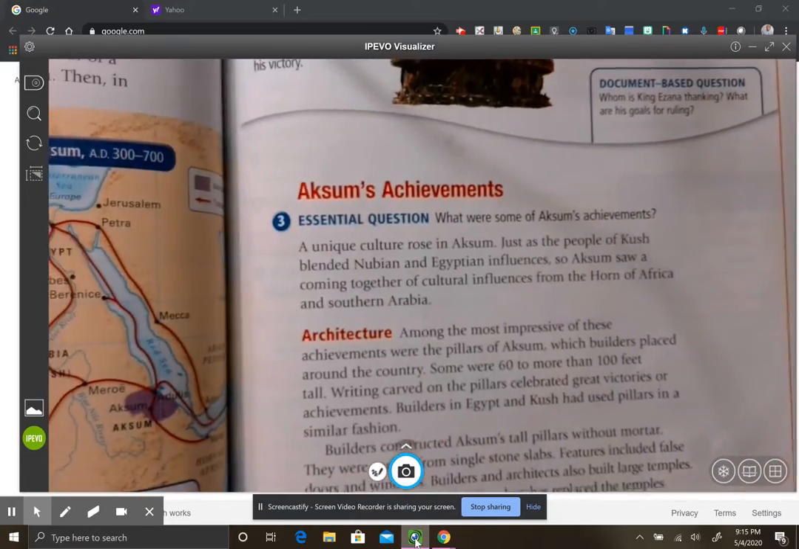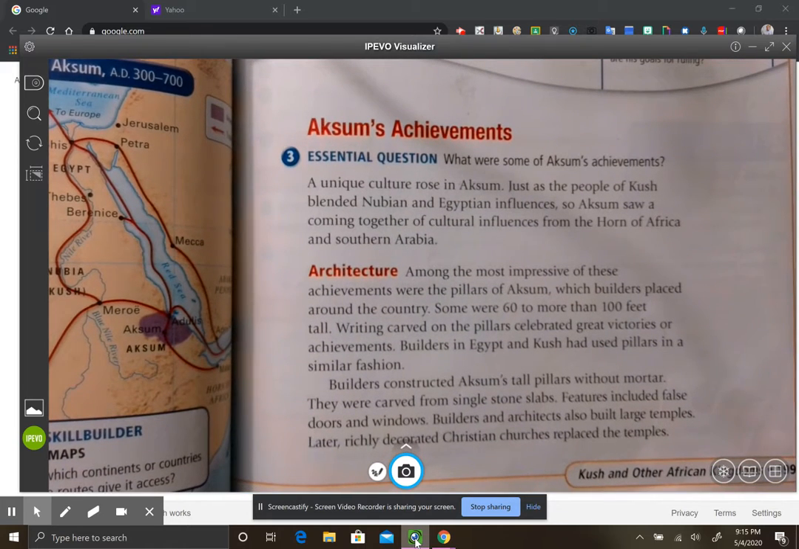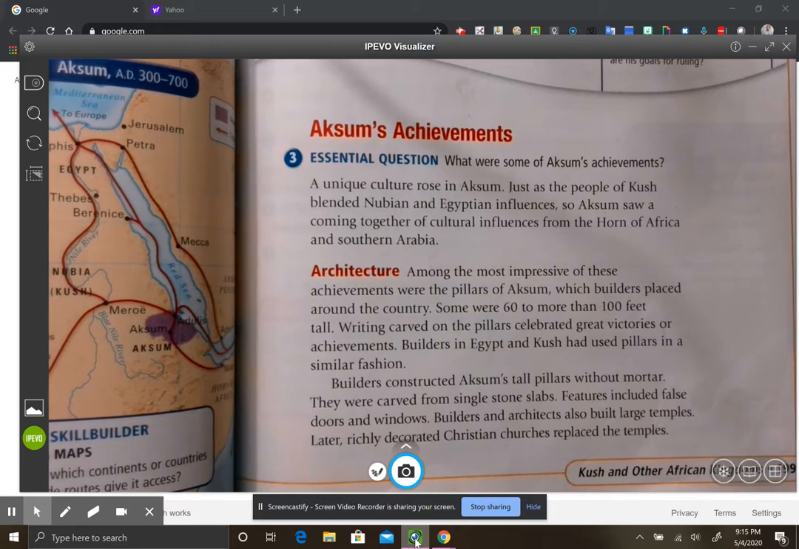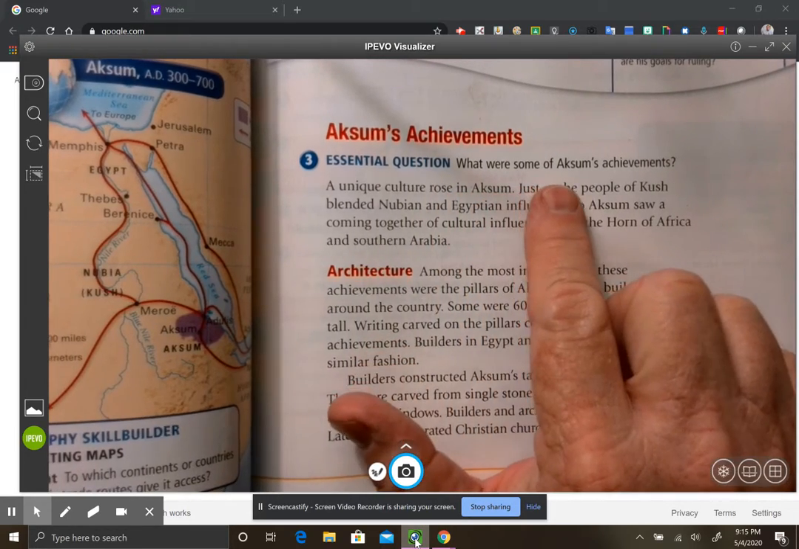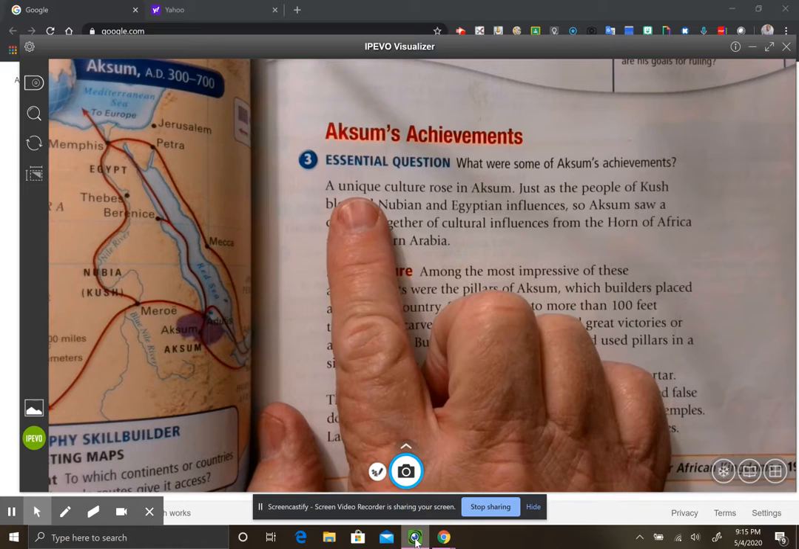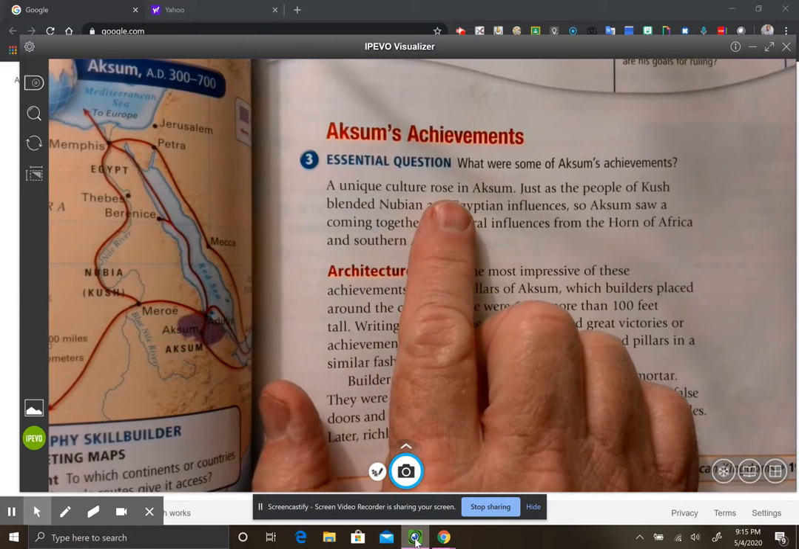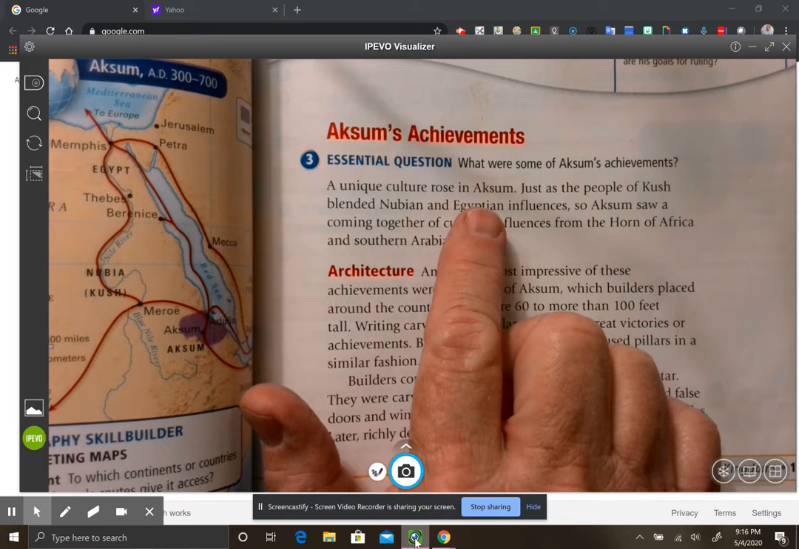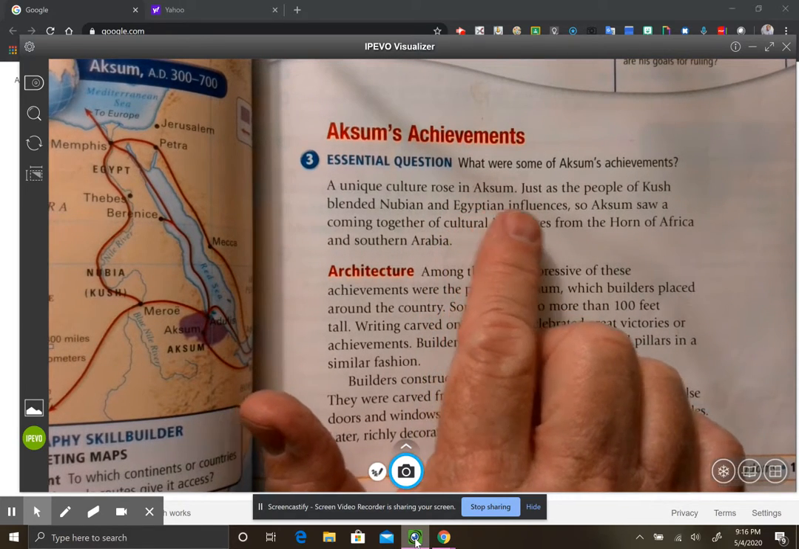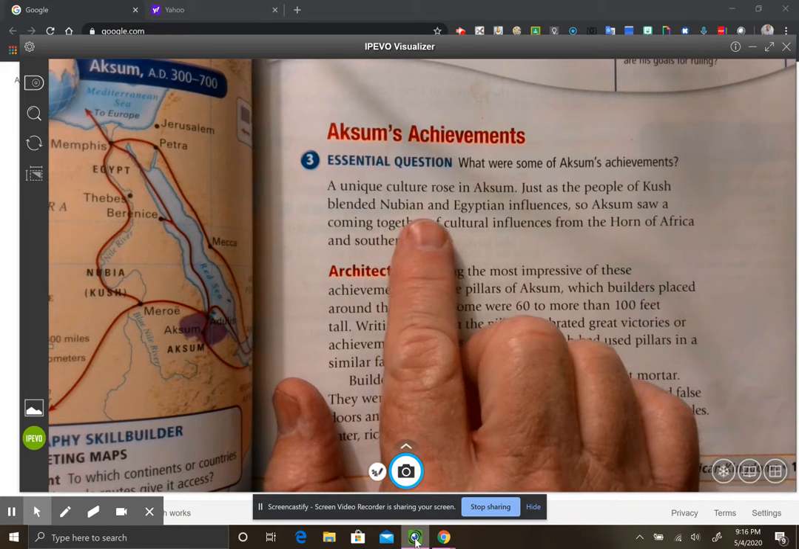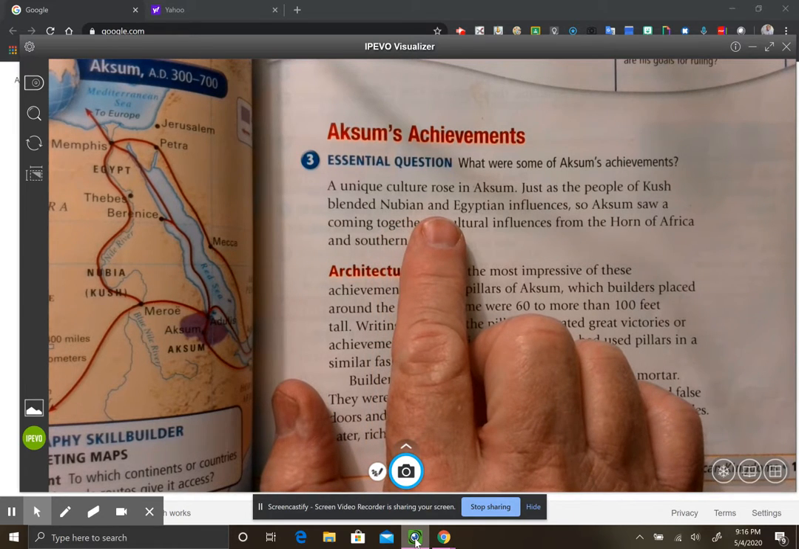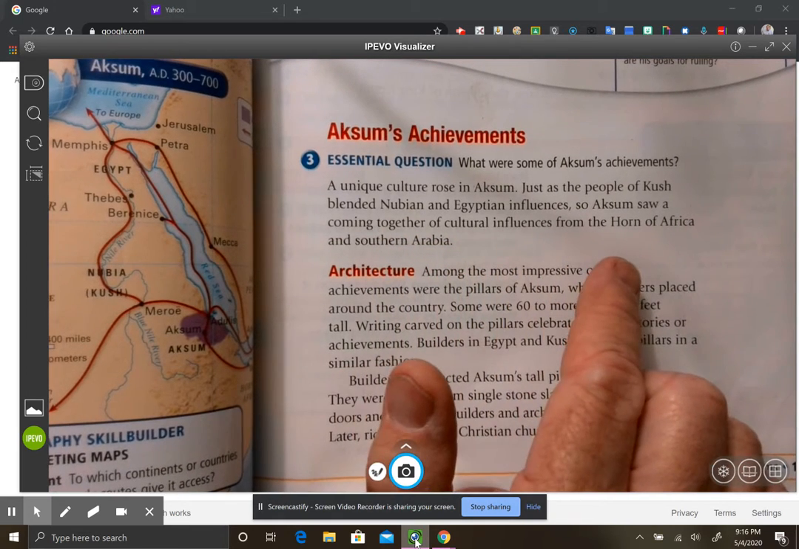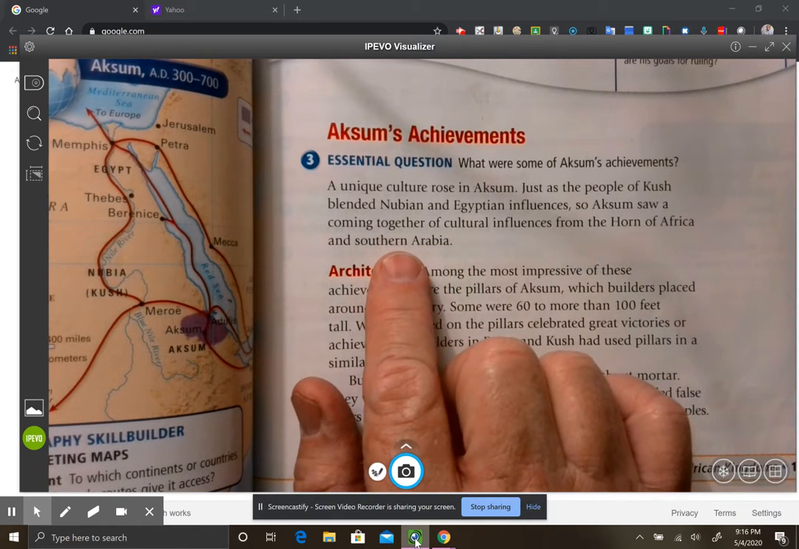Aksum's achievements. What were they famous for? Essential question, what were some of Aksum's achievements? A unique culture rose in Aksum, just as the people of Kush blended Nubian and Egyptian influences. So Aksum saw a coming together of cultural influences from the Horn of Africa and southern Arabia.